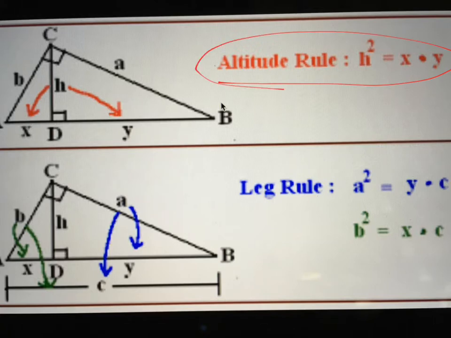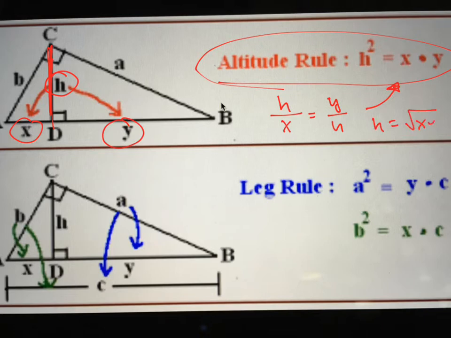If you have the altitude coming down off of a right triangle, then the altitude is the geometric mean of the two parts that it splits, which means h is to x as y is to h. That's the rule for geometric mean, which means when I solve this, h squared equals xy, or h equals the square root of xy. That's really the easiest, the most simple way to put it.